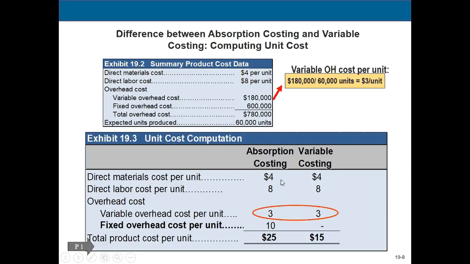So here's where the difference lies. Under absorption costing, we're going to consider the fixed overhead. How did we get to this $10? Well, you probably guessed it. We took 600,000 divided by 60,000 units. So under absorption costing, our product cost per unit is 25. But under variable costing, if we take out that period piece, the piece that we're now saying is a period cost, we take it away. Under variable costing, our product cost per unit is 15. That's dramatically different.